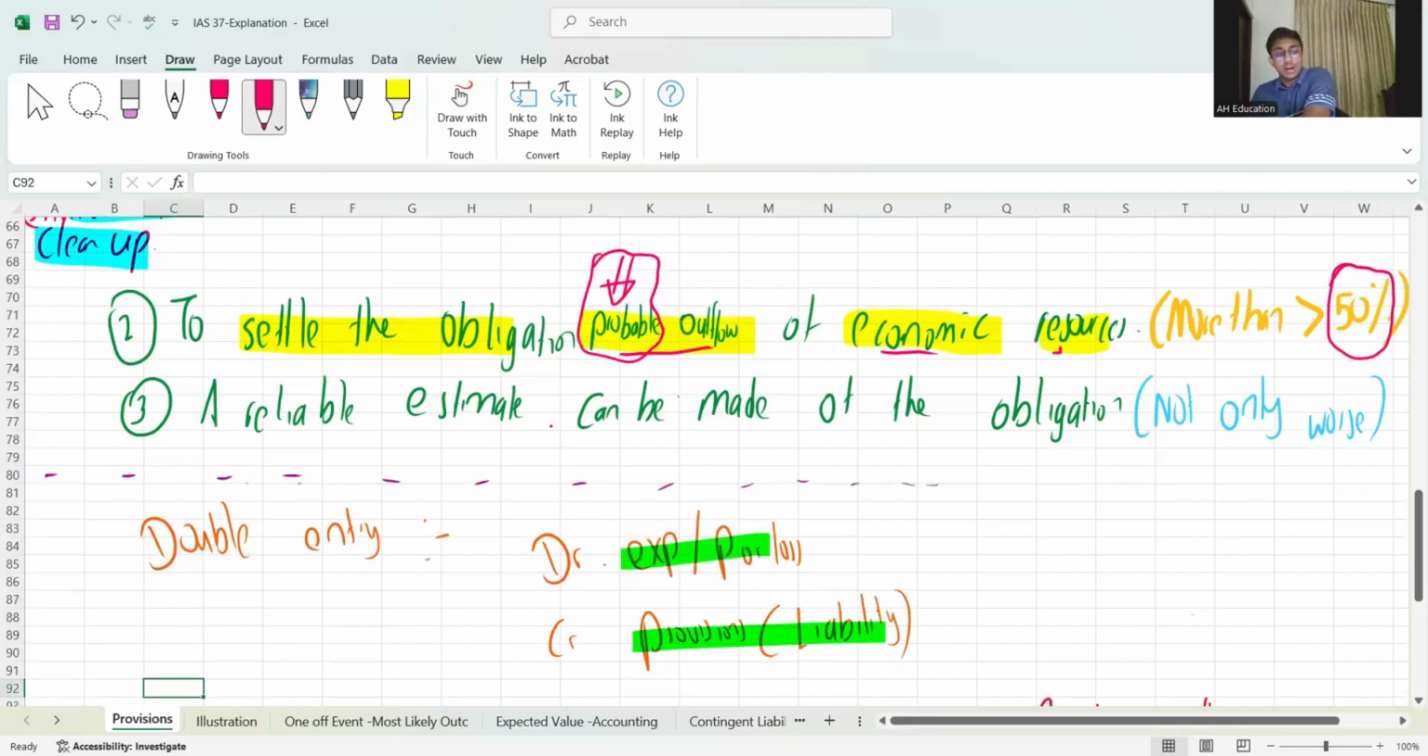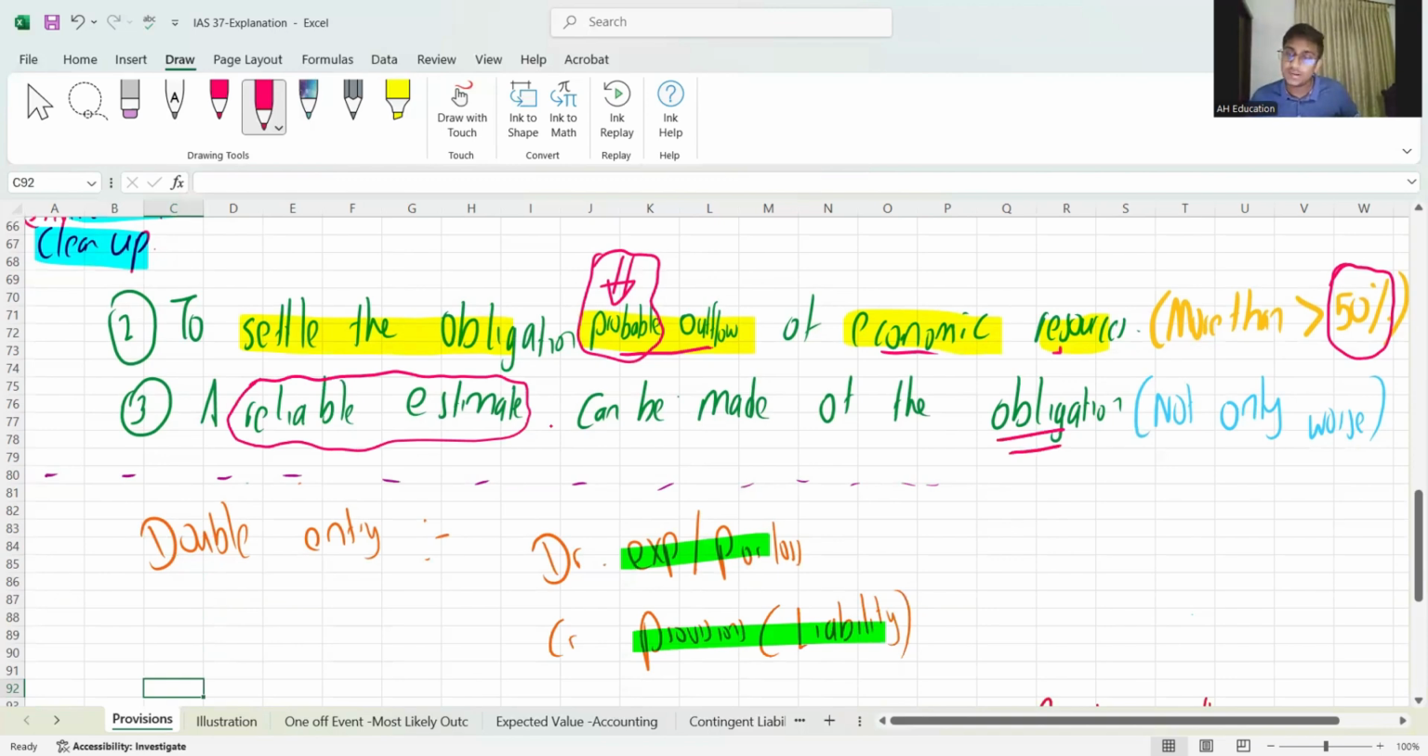Finally, you all know you all need to record this in your balance sheet, right? But at what amount will you record? You all need to have a reliable estimate, right? You all need to have a reliable estimate of your present obligation.